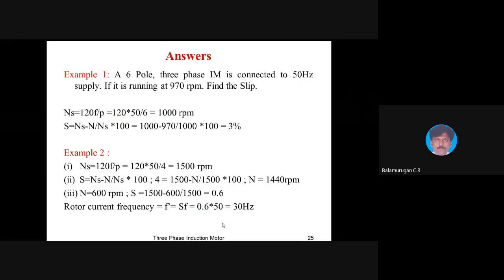So this is the answer. You can check the answer for example 2. So NS is 1500. So second value is 1440.